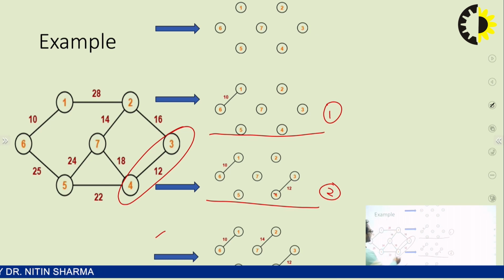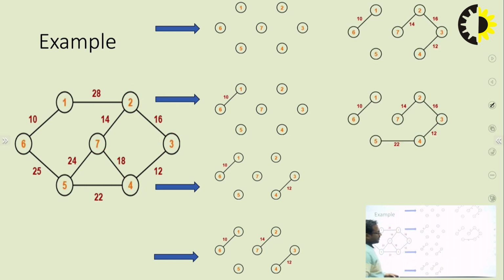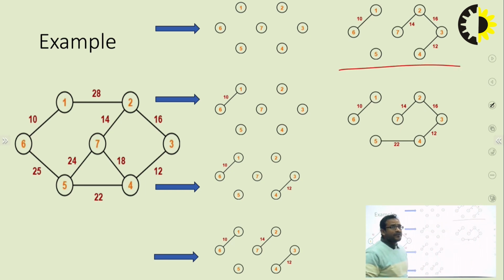Now the next minimum after 12 is 14. So I selected this 14, right? After 14, you can see the next edge is 16. That means 2 to 3 should be connected. So you can see that 16 is connected in this step, right? Now after 16, you can see the 18 is here.